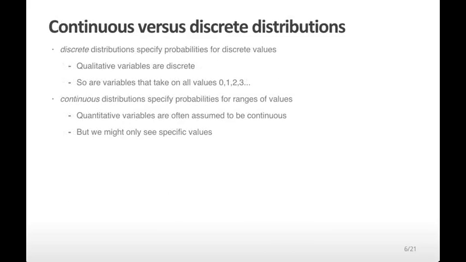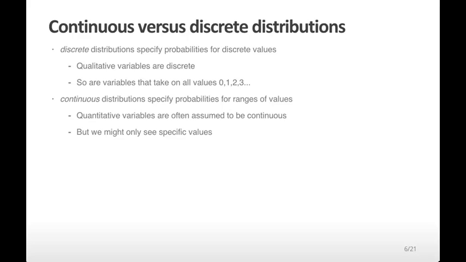There are two types of distributions: discrete distributions, which specify probabilities for discrete values, like a coin toss, and so these are usually used for qualitative variables. Variables can also take on all of the values 0, 1, 2, 3, and so on all the way up to infinity, as long as those values are discrete and not on a continuous scale. Continuous distributions, on the other hand, specify probabilities for ranges of values rather than for specific values themselves, and they're usually used for quantitative variables that are assumed to be measured on a continuous scale.